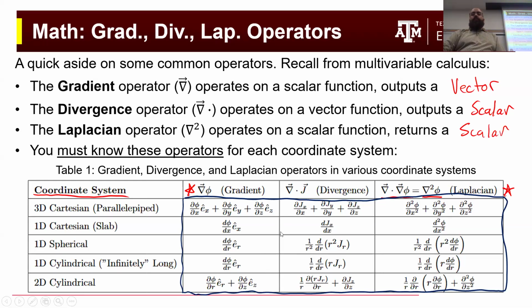Spherical and cylindrical look very similar, but the main reason they're different is that in spherical, you have these factors of r squared for the divergence and the Laplacian, whereas in cylindrical, you only have factors of r that appear. And then 2D cylindrical is the other way. If you see a differential with r and with z, that's talking about a cylinder where you have a radial direction and an axial direction.